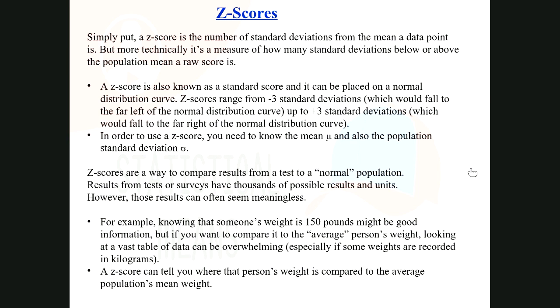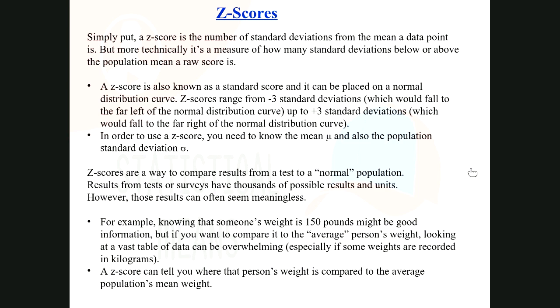So the z-score is also known as a standard score, and it can be placed on a normal distribution. And the z-scores usually range from -3 to +3. Okay? It's very, very rare that you will ever come across a standard deviation that is greater than 3. So in order to use the z-score, you need to know the mean, mu, and also the population standard deviation, sigma.